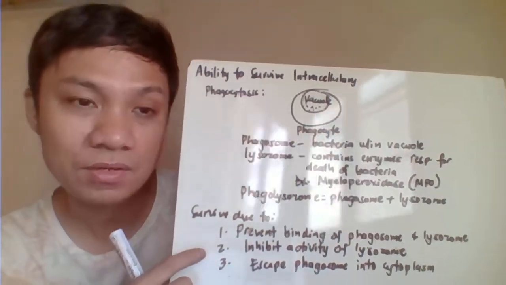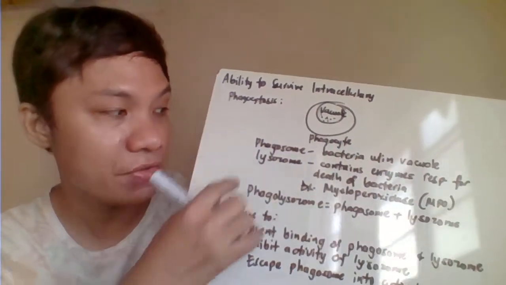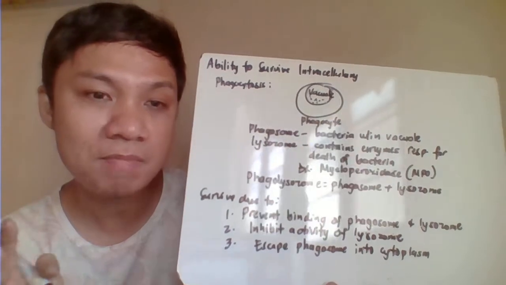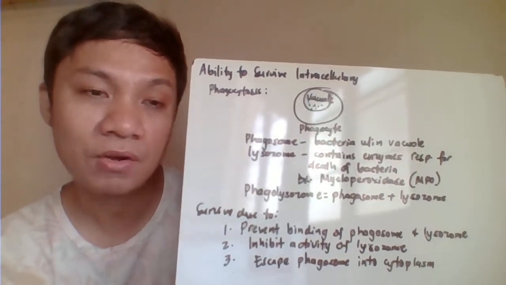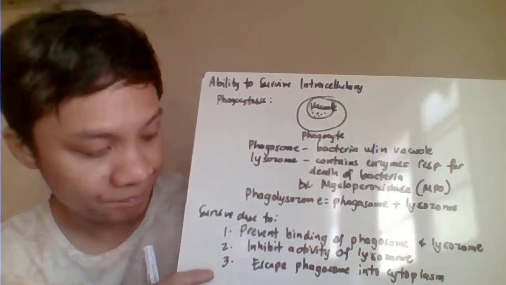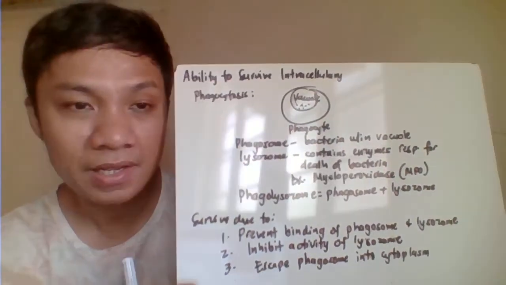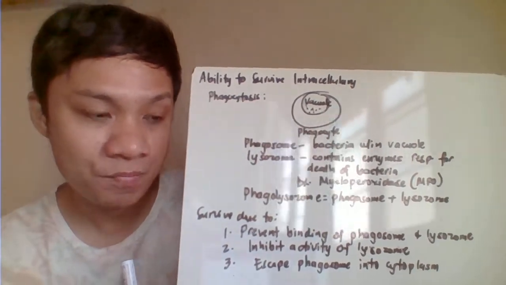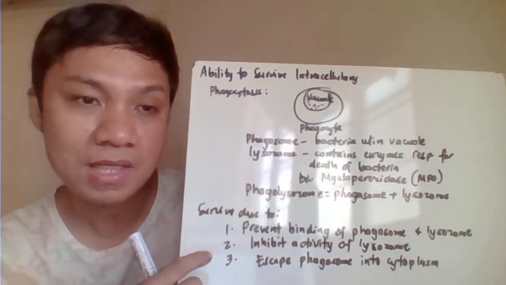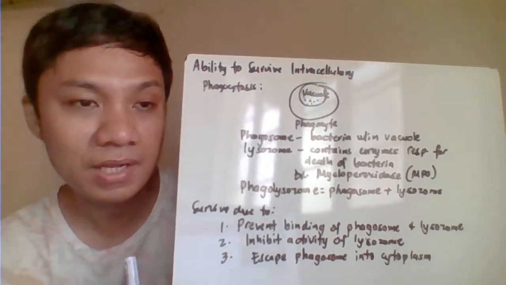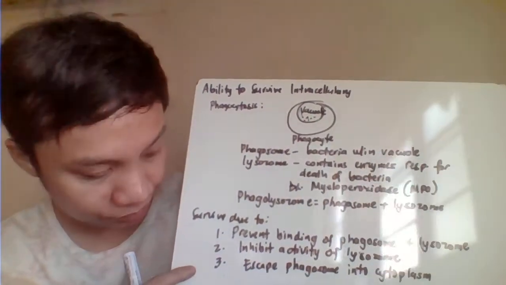The first one, those are the bacteria which try to prevent the fusion of your phagosome and your lysosome. So if it doesn't fuse, the content of the lysosome, which are your enzymes, will not be released and therefore the bacteria will not be killed. Second one, even if the phagosome and lysosome fuse, the bacteria try to inhibit the activity of your lysosomal enzyme. So therefore, it still prevents the killing.